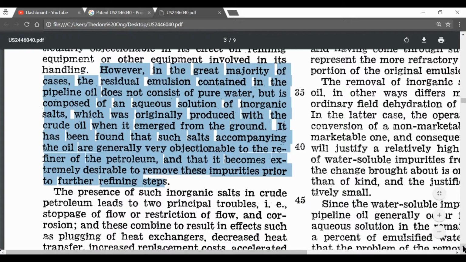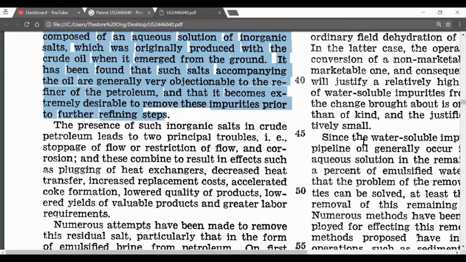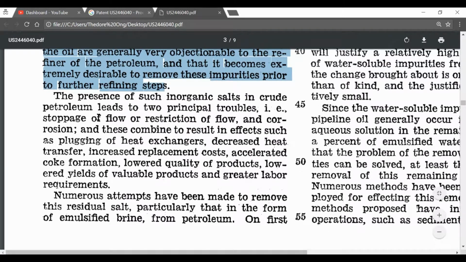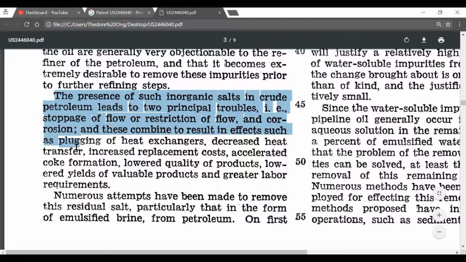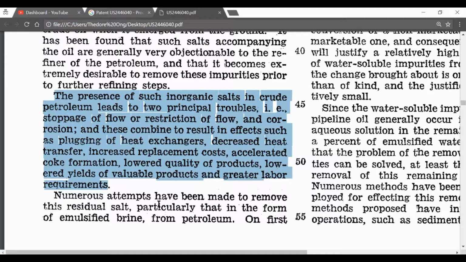So let's move on. Okay, you can see the first few paragraphs are actually talking lots about the motivation for inventing a machine like this, such as the desalter. Alright, so this paragraph, line 44 to line 52, says the presence of such inorganic salts. Okay, so this just tells you the possible detriments of salt in the crude oil.